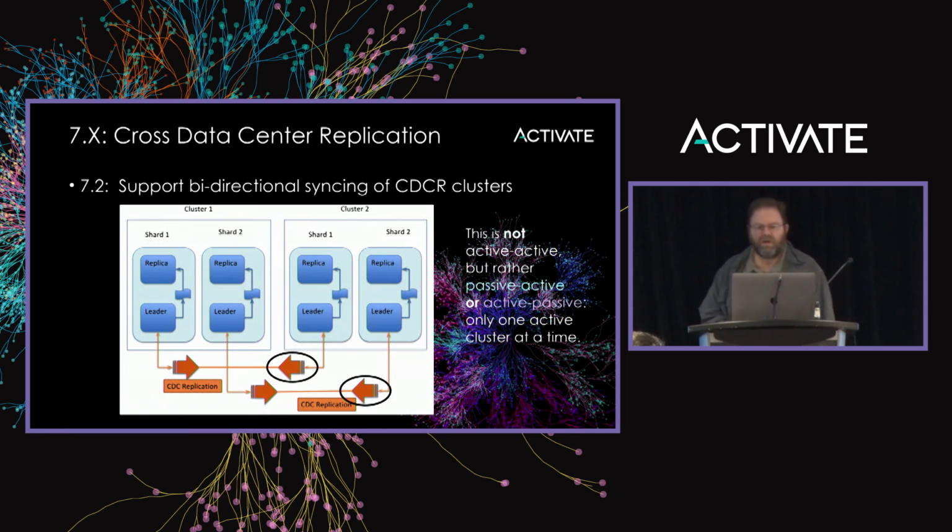Next topic for 7.x, cross-data center replication. The ability to sync bidirectionally on CDCR clusters was added. So not much changed in the image there in the reference guide, which is where this is taken from, with the exception of the arrows that I've circled there. It's just possible to say which cluster will be the one that you send updates to without having to reconfigure. So this is not active-active. Rather, you choose which of the two will be active at any given time.